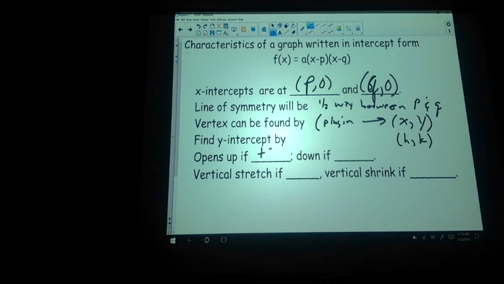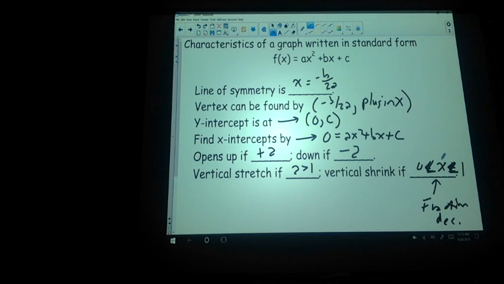If your a is positive, it opens up. If a is negative, it opens down. Again, vertical stretch if a is greater than 1, and if a is between 0 and 1, that's a shrink. I think I goofed up on this one. That should have been an a on the last one. That should be an a right there. Sorry about that. That's the letter a.